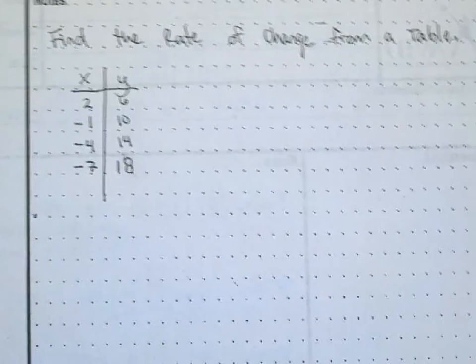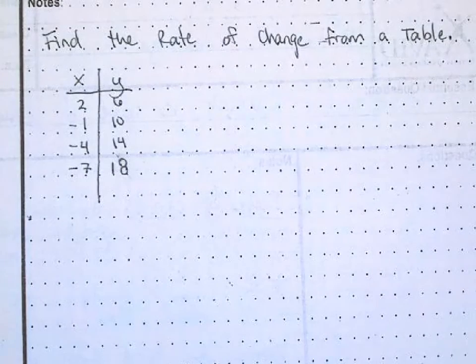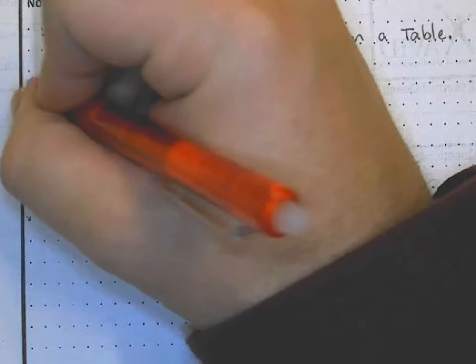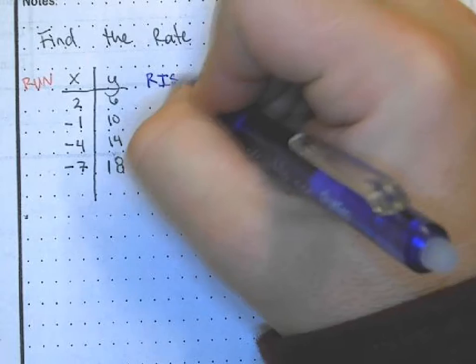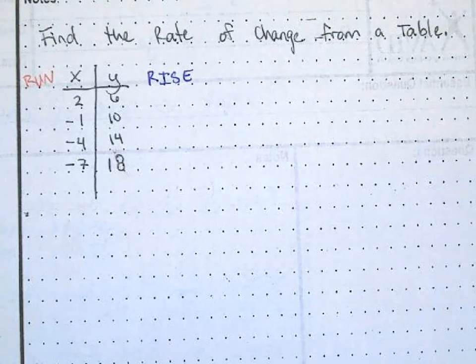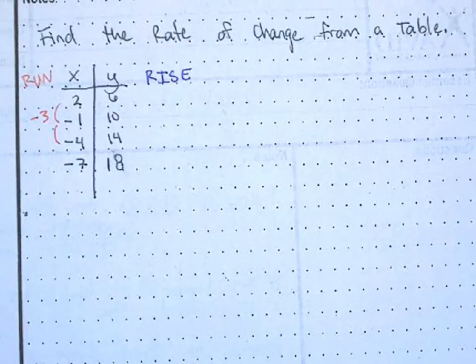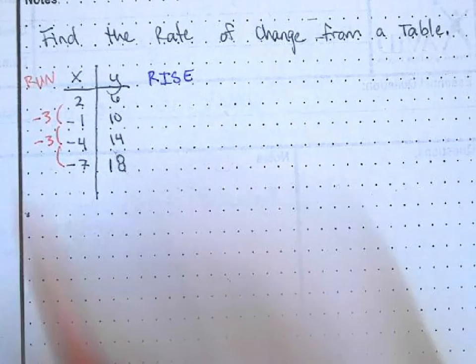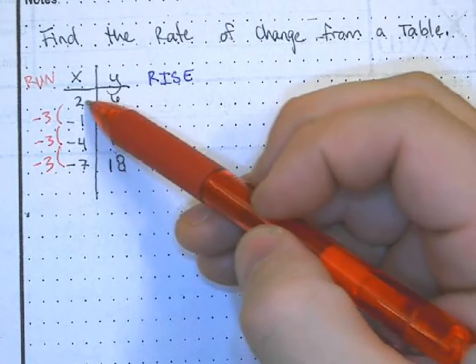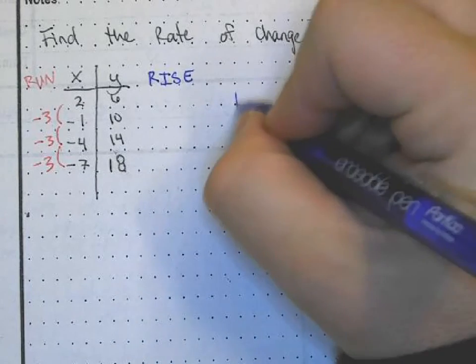So now to find the rate of change from a table, I'm just going to find the change in my x's. This is my run. And then my change in my y's will be my rise. So my change in my x's are going to be, well, I'm going from 2 to negative 1, so I'm subtracting 3. And let's see, am I doing that each time? Negative 1 to negative 4, we're subtracting 3. And then from negative 4 to negative 7, we are subtracting 3. So it's changing by negative 3 each time.